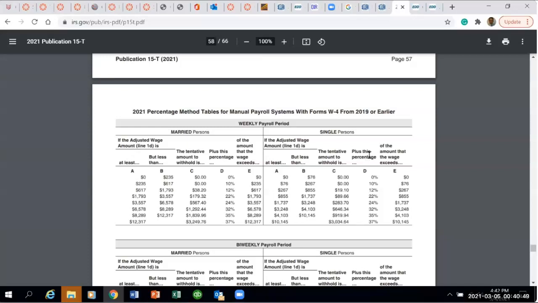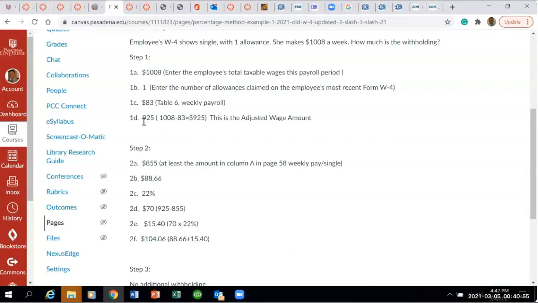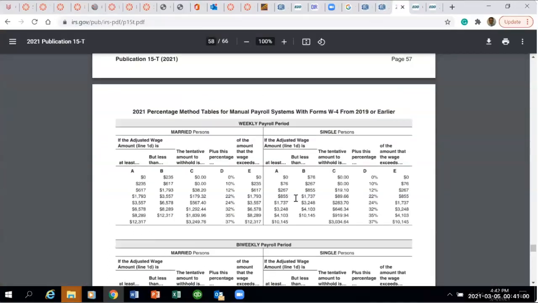Okay, and the taxable wages was how much? 925? 850, yes, 925 right there. Okay, so look at 925, and I see 925 for a single person for a weekly pay period ends up to be in that area between 855 and 1737, right? So the at least is 855. And the tentative tax will be $89.66.